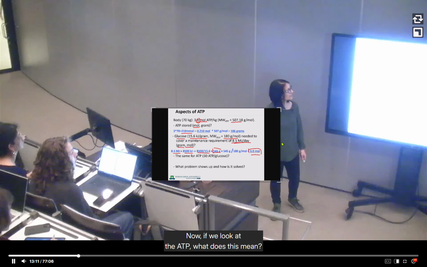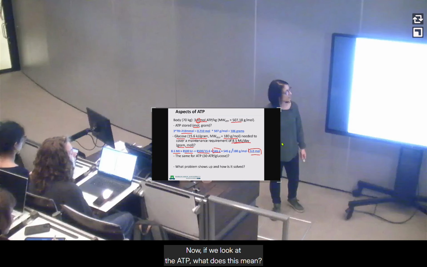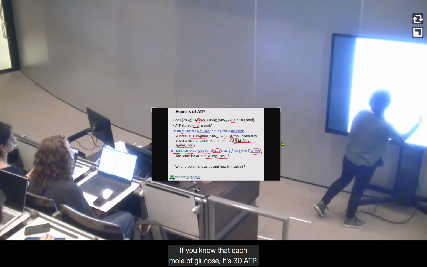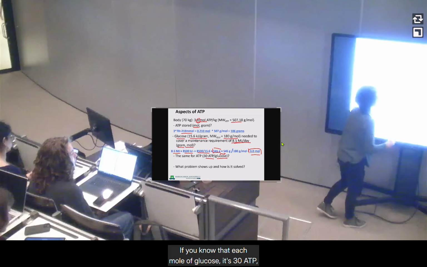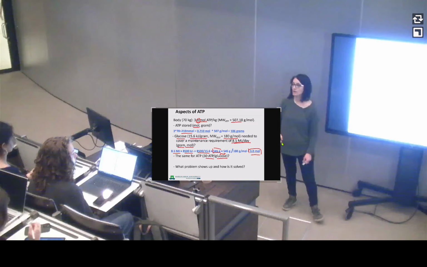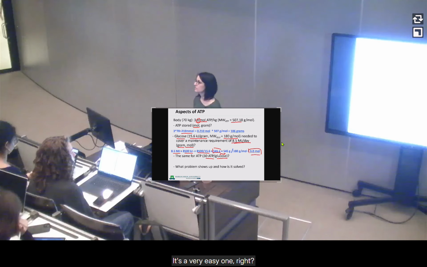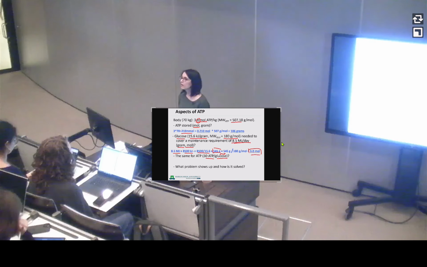Now, if we look at the ATP, what does this mean? If you know that each mole of glucose gives 30 ATP, what does it mean then? How much ATP can we make with this glucose? It's a very easy one, right? How much is it?